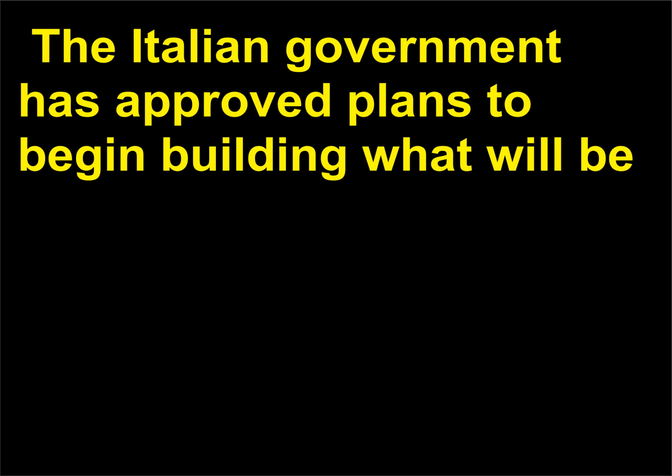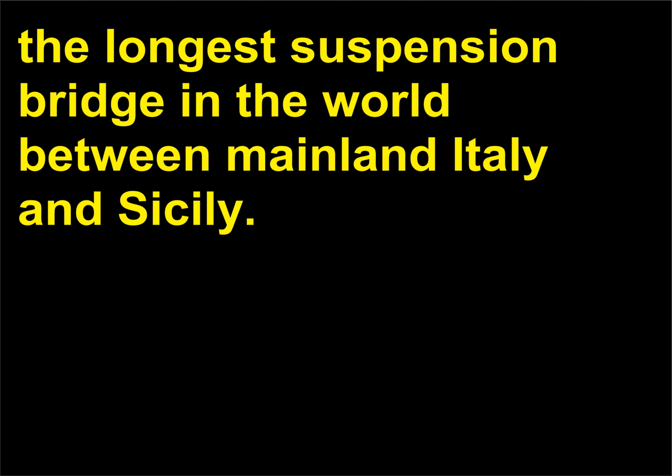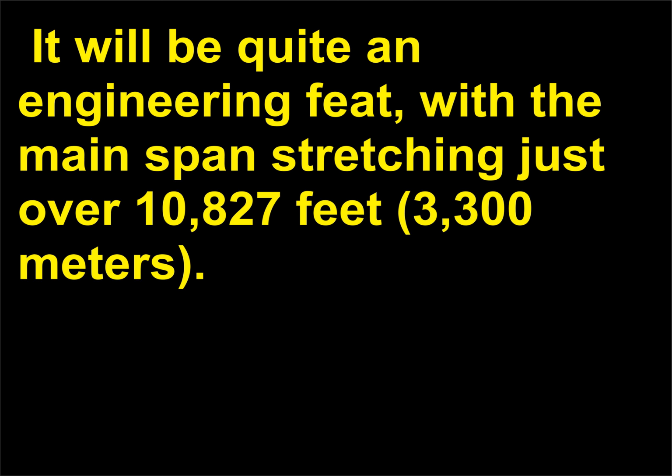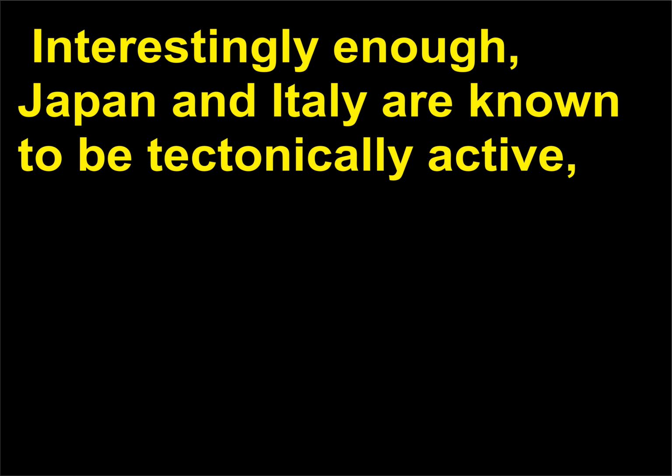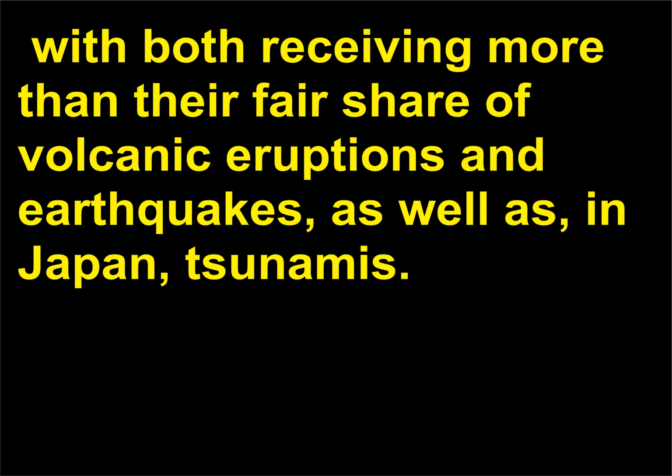The Italian government has approved plans to begin building what will be the longest suspension bridge in the world between mainland Italy and Sicily. It will be quite an engineering feat, with the main span stretching just over 10,827 feet, 3,300 meters. Interestingly enough, Japan and Italy are known to be tectonically active, with both receiving more than their fair share of volcanic eruptions and earthquakes, as well as, in Japan, tsunamis.